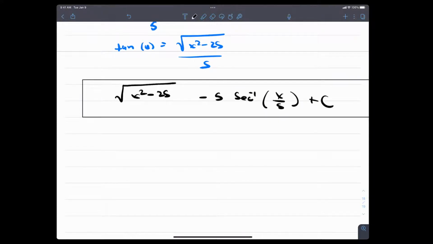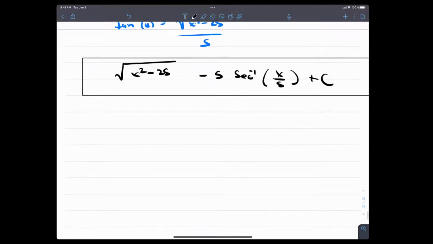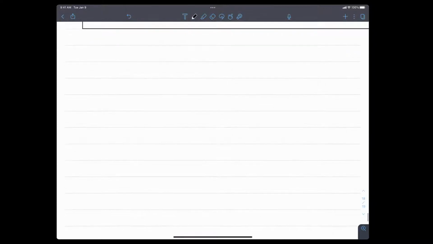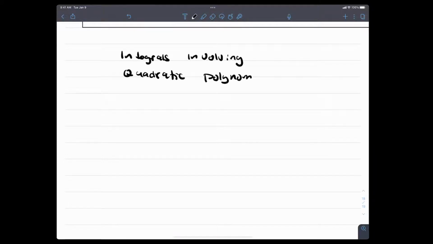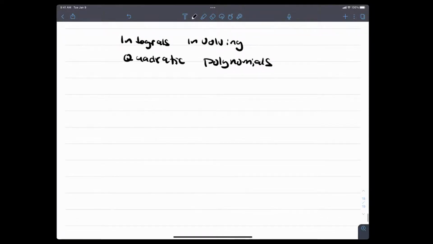Okay, here we go. We're going to kick this up a little bit, ladies and gentlemen. I'm trying to see how we can kick this up. Note: integrals involving quadratic polynomials. So you might say, what are you talking about, right? Something like this.